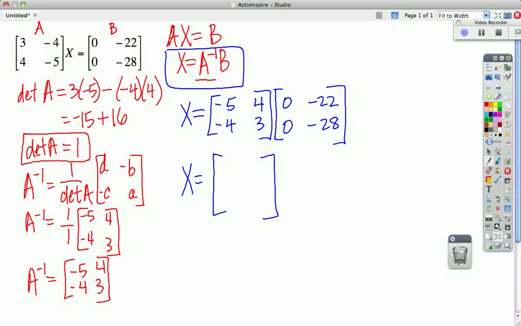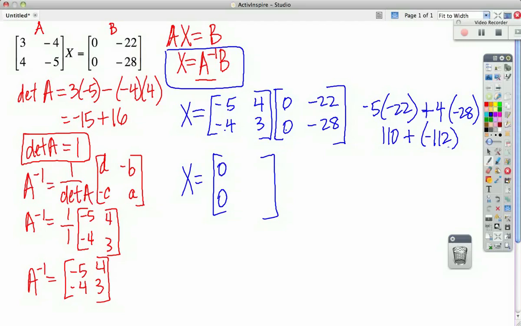We have -5 times 0, which is 0, plus 4 times 0, which is 0. And I'm going to do the lower left. So we have -4 times 0, which is 0, and 3 times 0, which is also 0. Now, for the upper right, I have -5 times -22, and to that I am adding 4 times -28. So the -5 and -22 is going to give me 110. And then this over here is going to give me -112. So when I add those two together, I'm going to get -2.